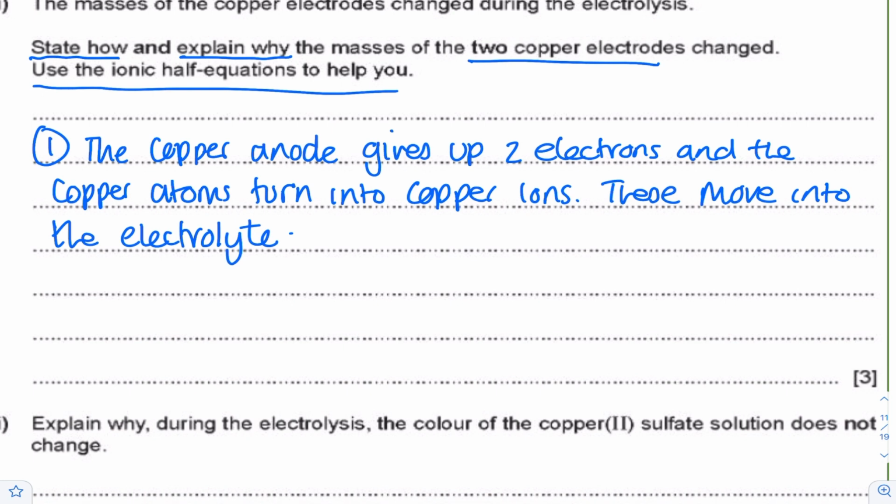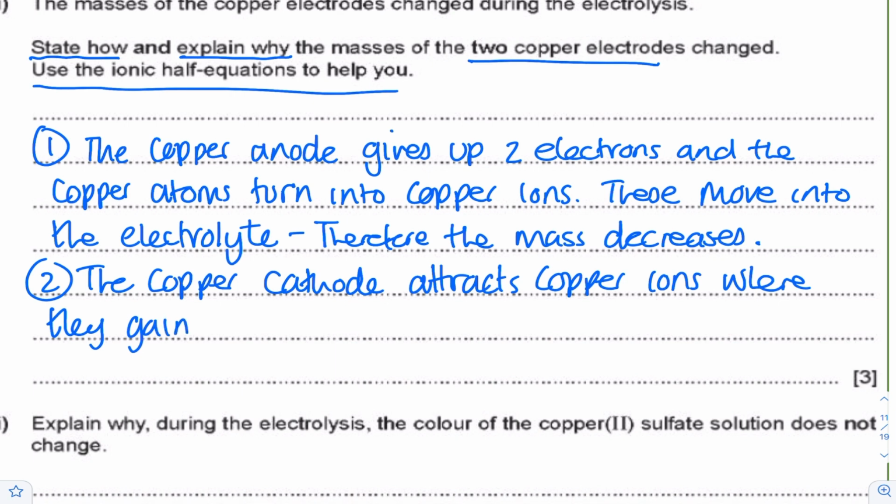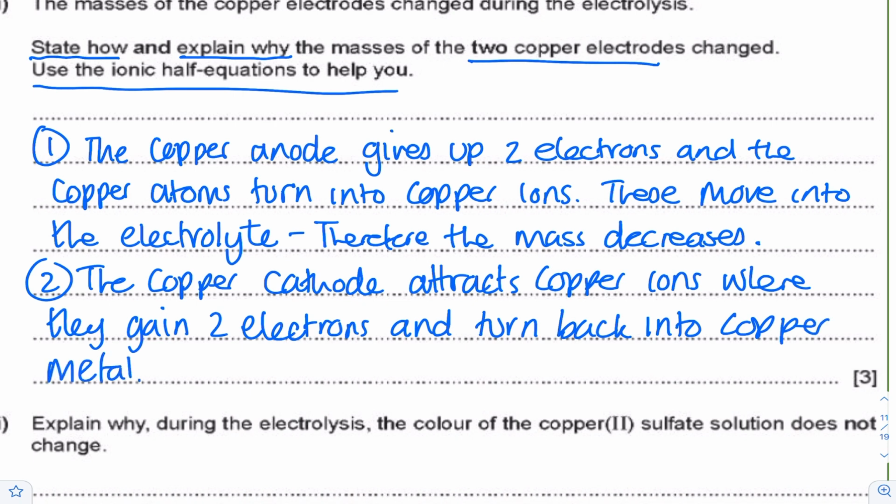Let's check. Have we stated how and explained why? Oh, we haven't stated how. Therefore, the mass decreases. Now, let's talk about the copper cathode. It attracts copper ions, where they gain 2 electrons and turn back into copper metal. Therefore, the mass increases. So have we stated how for both? Yes. 1 increases, 1 decreases. Have we explained why? Yes. For 2 copper electrodes? Yes.